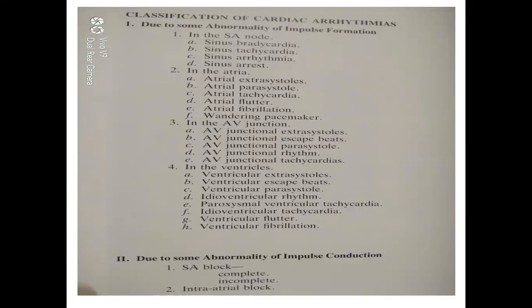Am I audible? Yes, sir. Is it clear about the SA node? The SA node, which is called the pacemaker of the heart, has to beat between 60 to 100, but the normal heart rate is between 70 to 80. If the heart rate is in that range, you have to mention it as sinus rhythm.